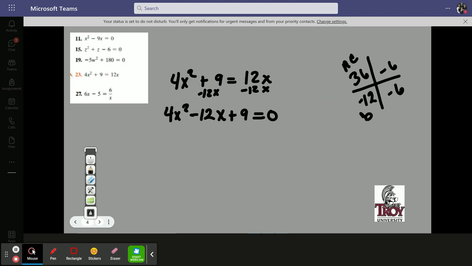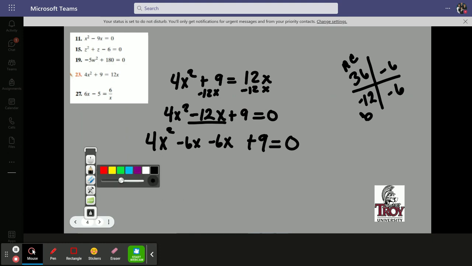All right, here's the thing. I'm going to still write this 4x squared down. And I'm going to write this 9 down. But instead of this 12, I'm going to write minus 6x minus 6x. Negative 6x, negative 6x, that's a negative 12x, right? So I haven't changed anything. I just broke the 12 down into these two terms. All right. Group them.